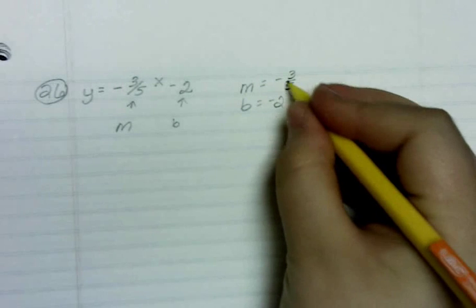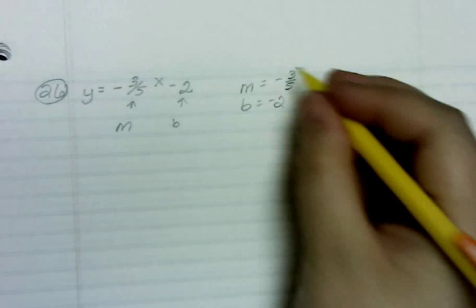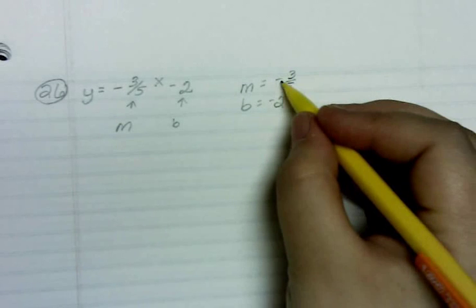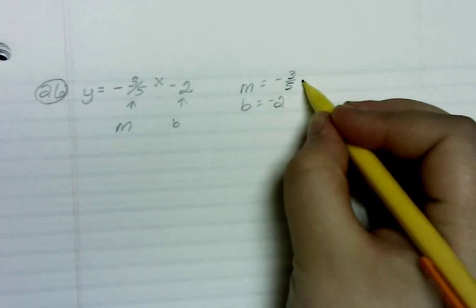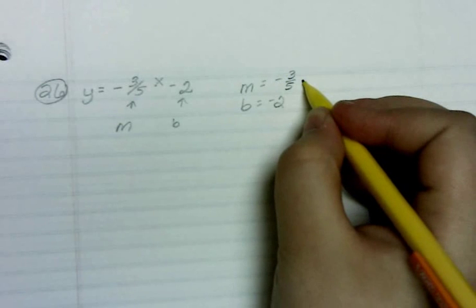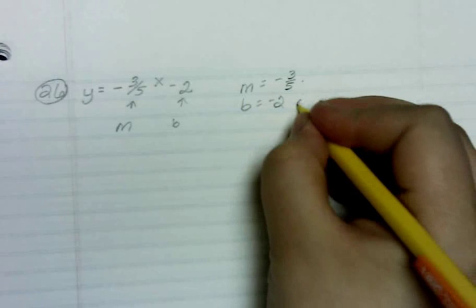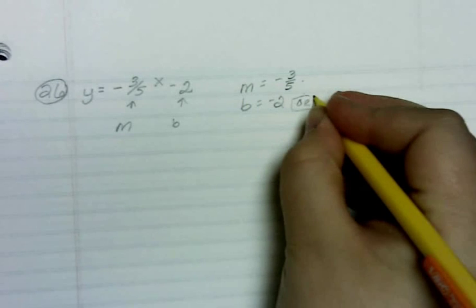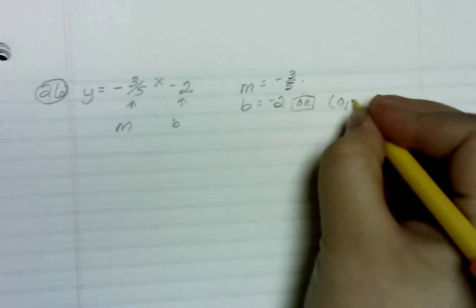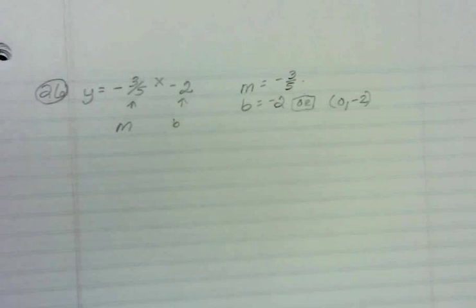Remember, your m does not include the x. A lot of people are tempted to write negative 3 over 5x, but that is not correct. Your m is only the number that is in front of the x value. So to write this in our book form, it would be 0, negative 2. So that's it for objective 2.